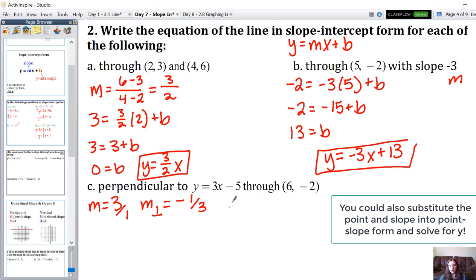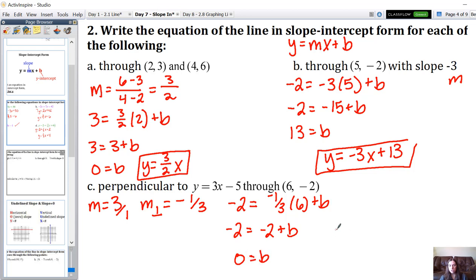So this is the slope we're going to use in our new line, and then we're going to use this point (6, -2). So plugging in for x and y, -2 equals -1/3 times 6 plus b. -2 equals -1/3 of 6 is -2 plus b. Adding 2 to both sides, 0 is equal to b. So then our equation is y equals -1/3 x. And again, we don't need to put anything at the end because it was just 0. And there's our line.